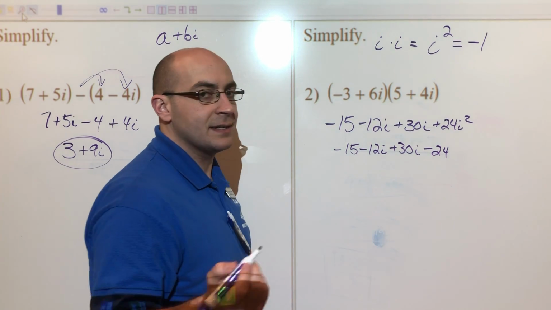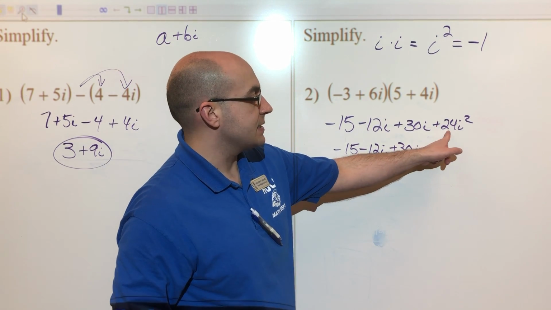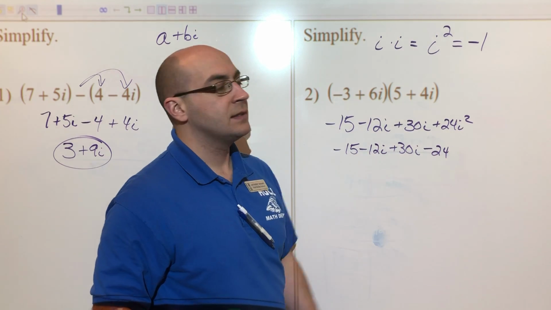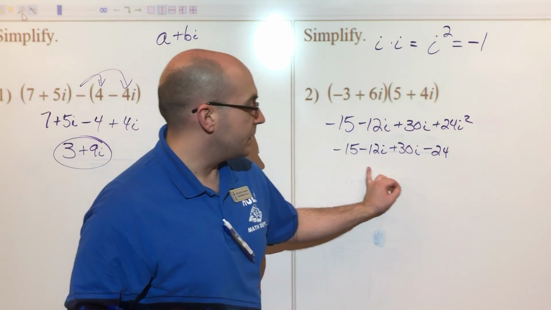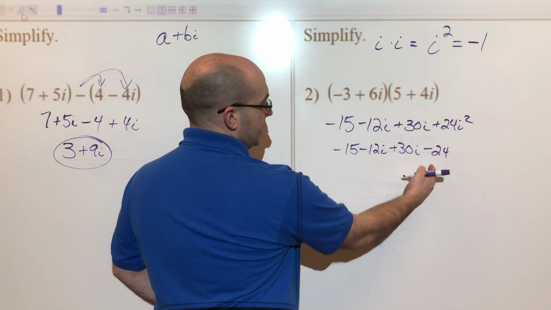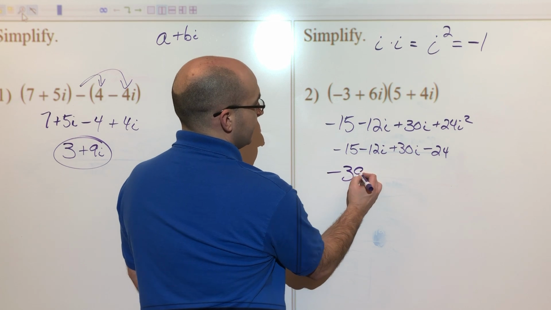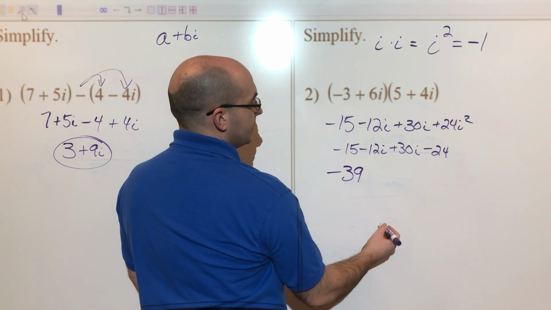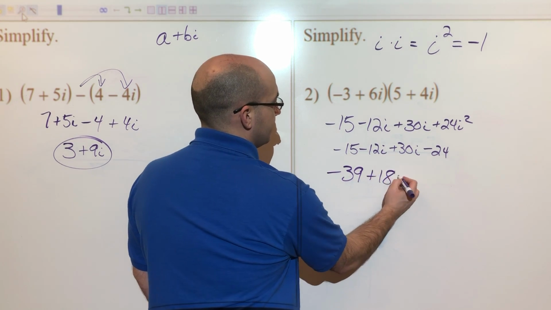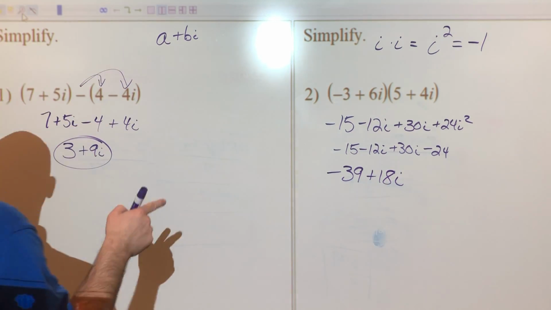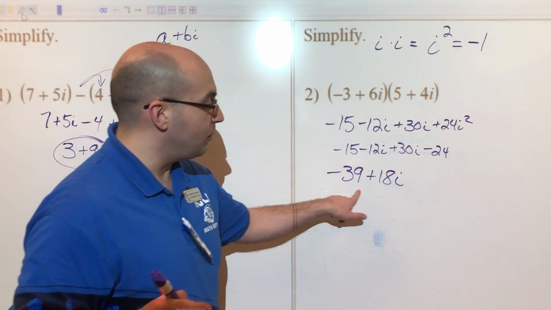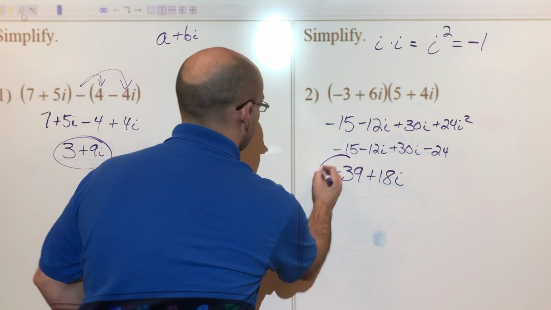Now you're saying, why is it a minus? Well, because if I multiply a positive 24 times a -1, I'm going to get a -24 there. So now I'm going to combine like terms. -15 and -24 is -39. And -12i plus 30i is positive 18i. Okay, and again, the form is a plus bi. All right, so final answer there.